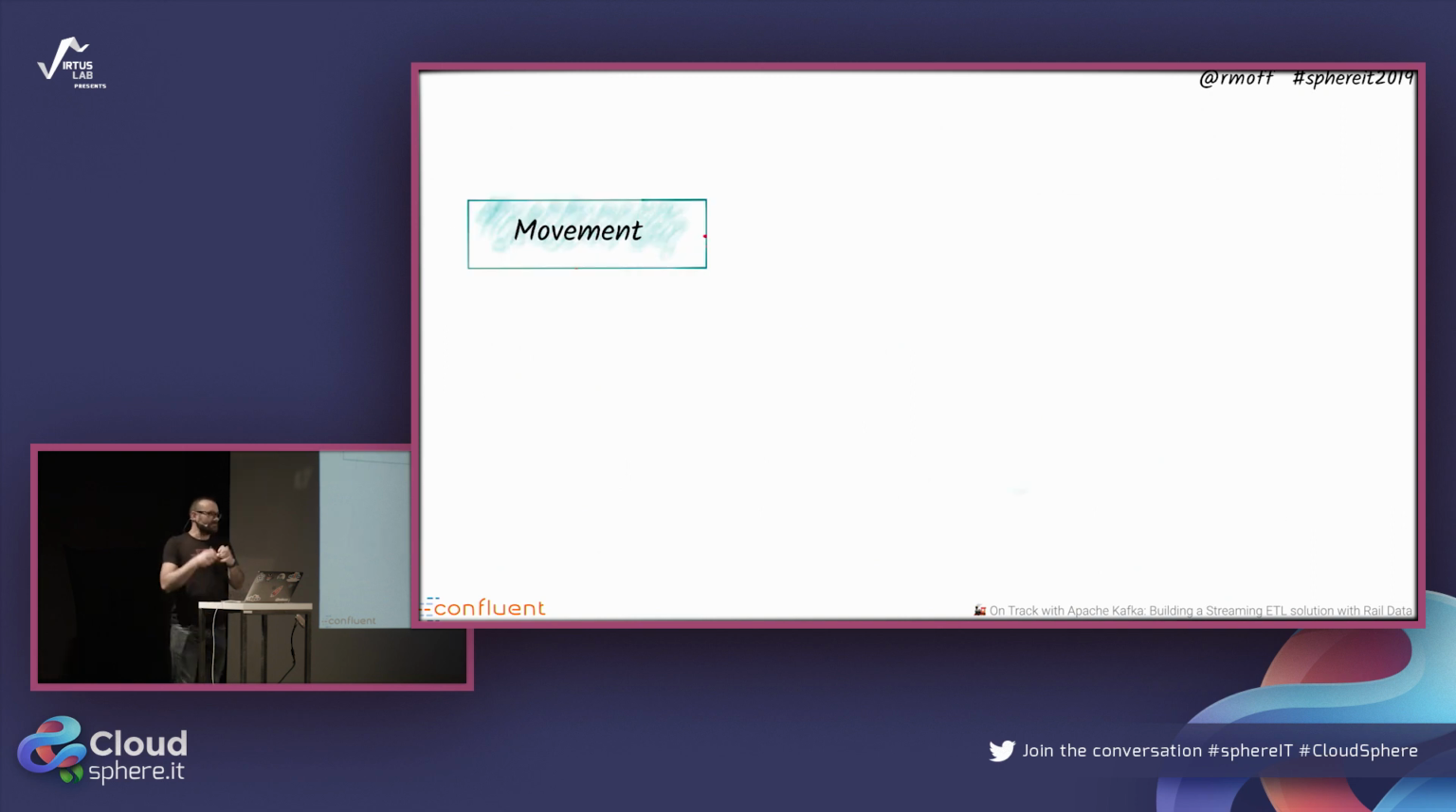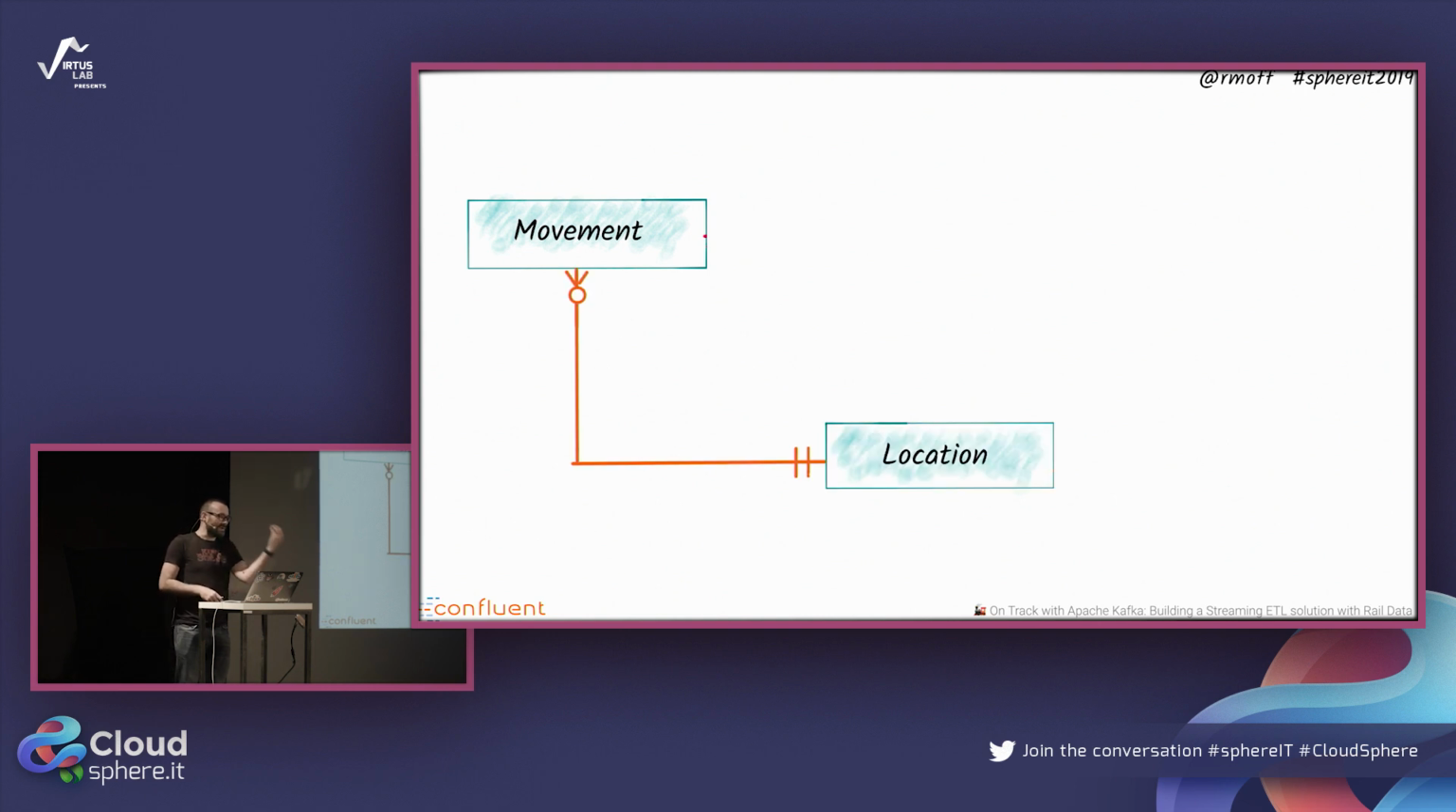So the root entity within this is the movement. A train moved somewhere on the network. It arrived at a station, it departed from a station, it arrived at some signal points. And when it moves, it's got a location. So the movement is the entity coming through from ActiveMQ. Our location is our reference information that we've got. And we've also got something called a schedule.